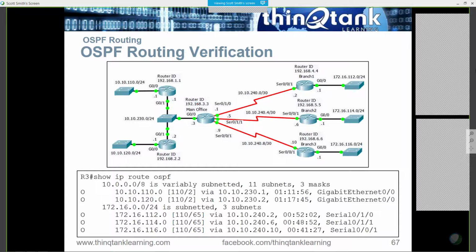Why is the cost of the path to 112 65? Which interfaces are included from router 3 to get to the 112 subnet? This interface and this interface.